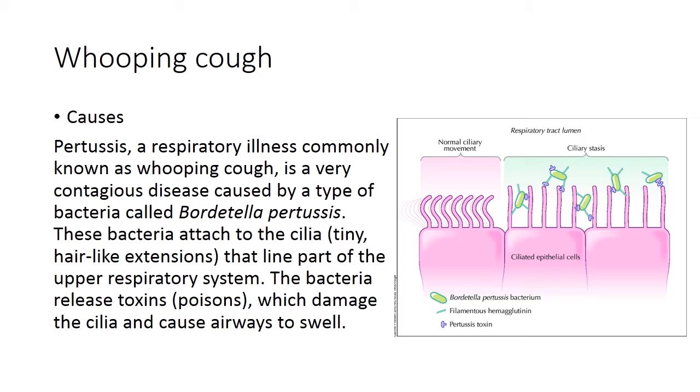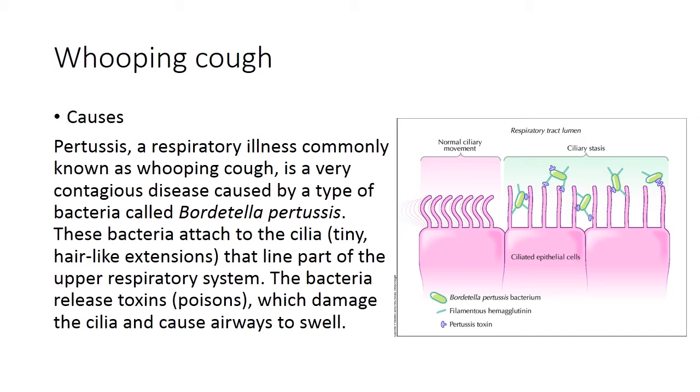What is the meaning of contagious? It means it can spread from one living organism to another living organism. It is a contagious disease caused by a type of bacteria called Bordetella pertussis. These bacteria attach to the cilia. Now, first of all, let's discuss what cilia are. Cilia are tiny hair-like extensions that line part of the upper respiratory system.